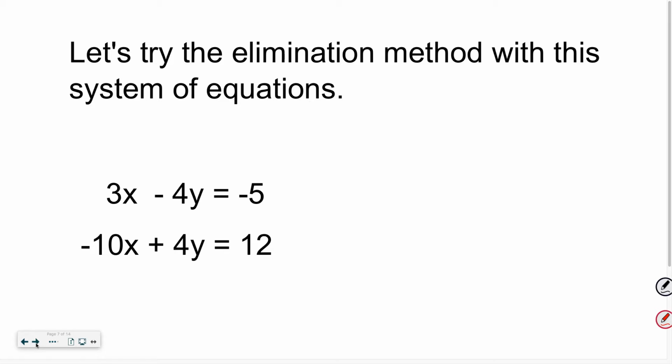Okay, so now let's try this one. This is another system of equations. 3x minus 4y equals negative 5, and negative 10x plus 4y equals 12. So try this one. See if you can solve this system of equations. We want to find a solution.